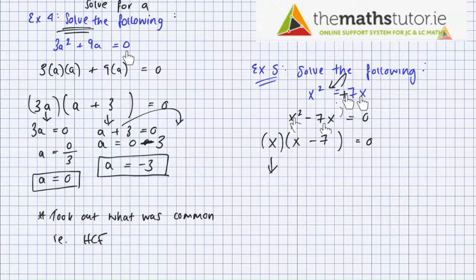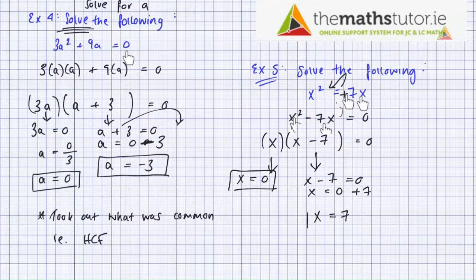So one of our solutions is x equals 0, and the other solution is x minus 7 equals 0. Now that's one solution. We need to solve for x on the other side. So x is equal to 0 plus 7. So x is equal to 7. So there are your two solutions: x is equal to 0 and x is equal to 7. So moving on to example 6 now.